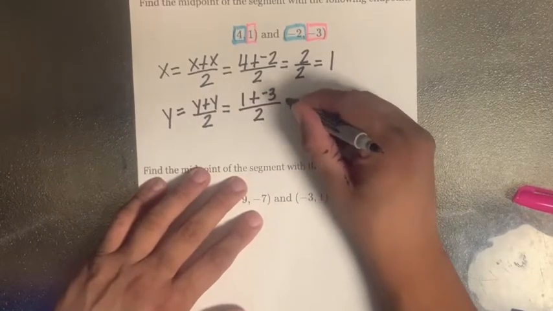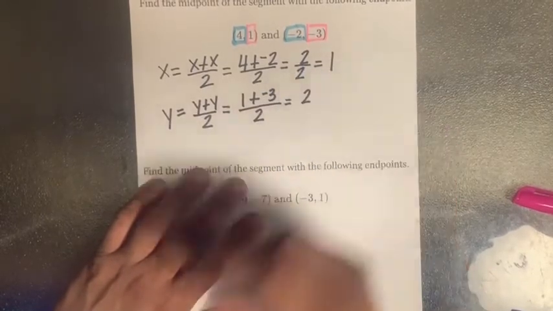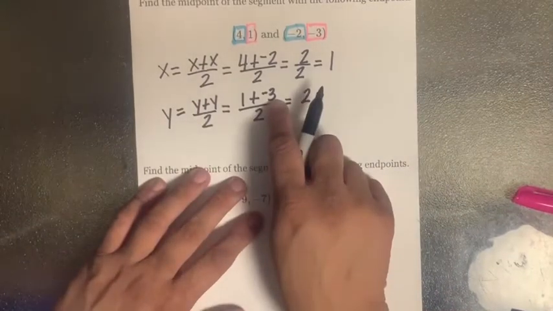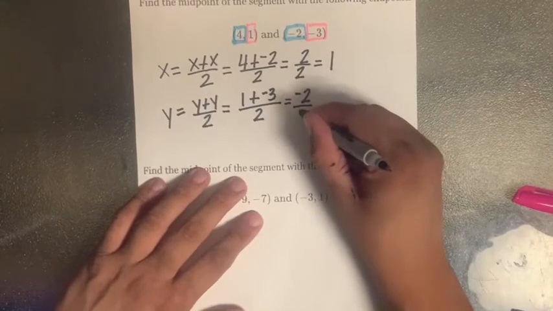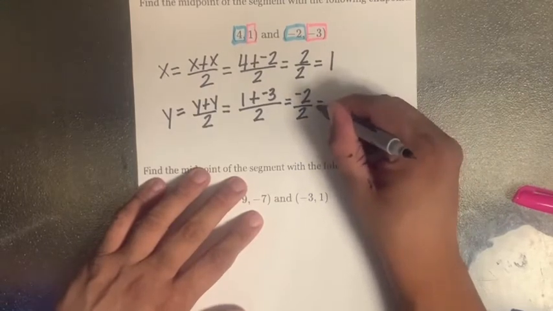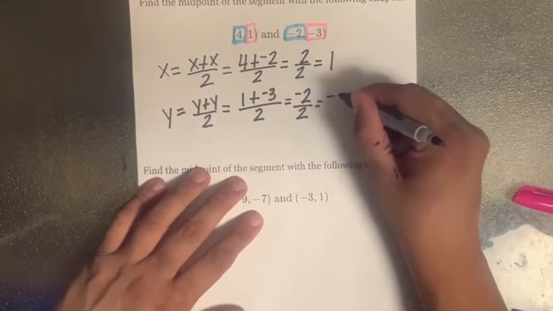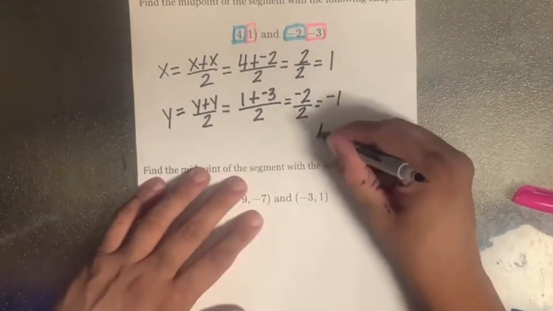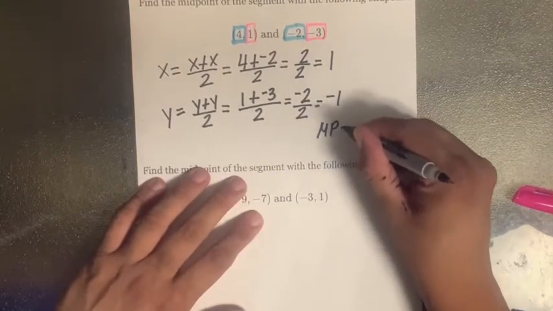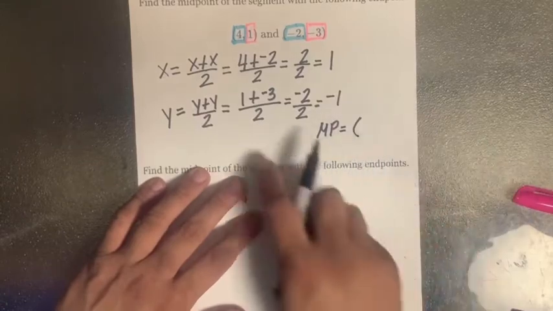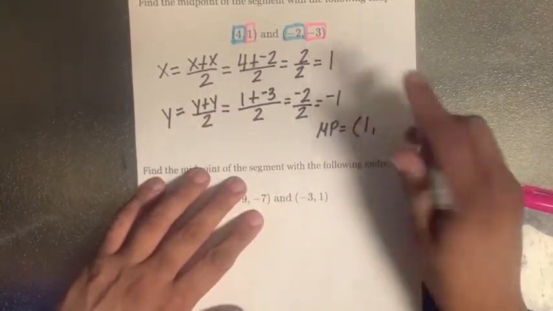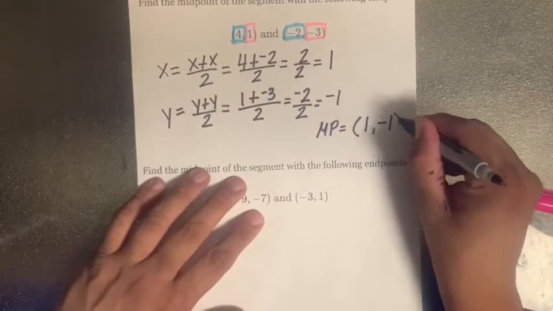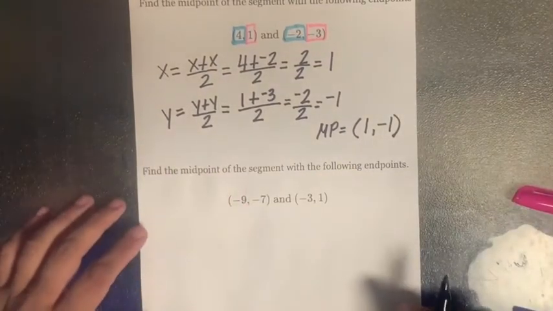3 minus 1 is 2. And since 3 is the bigger integer and 3 is a negative, the answer is going to be negative as well. I can't forget my divided by 2 part. Negative 2 divided by 2 is negative 1. So that means my midpoint is equal to x comma y. X is 1. Y is negative 1. There you go.